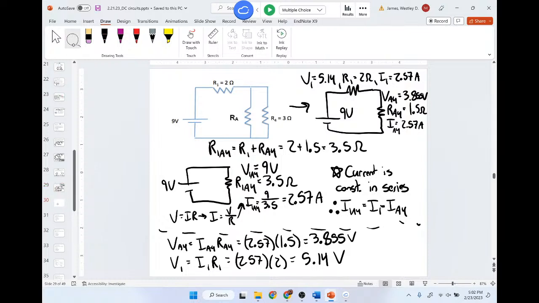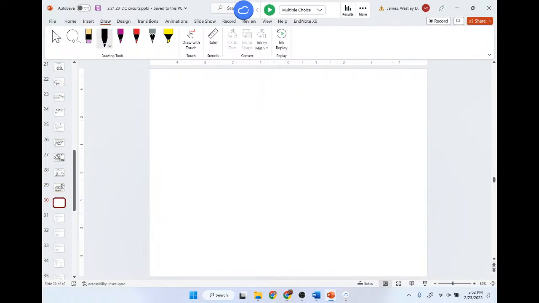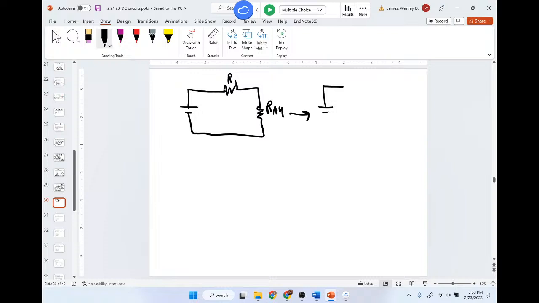All right, so let's draw our circuit. So we have R1 here and we have RA4. So R1, we just got everything for that. We have RA4, we just got everything for that. We now need to go back a step. Again, we're going backwards.